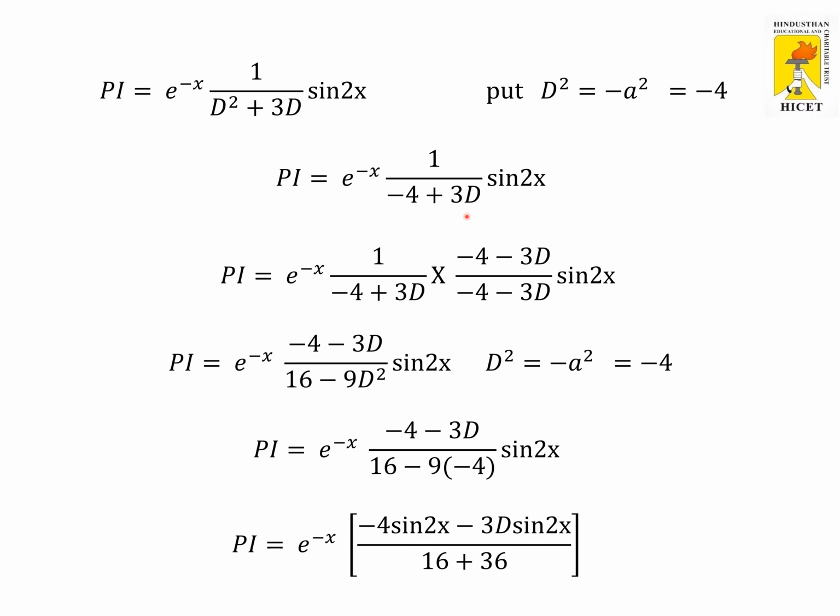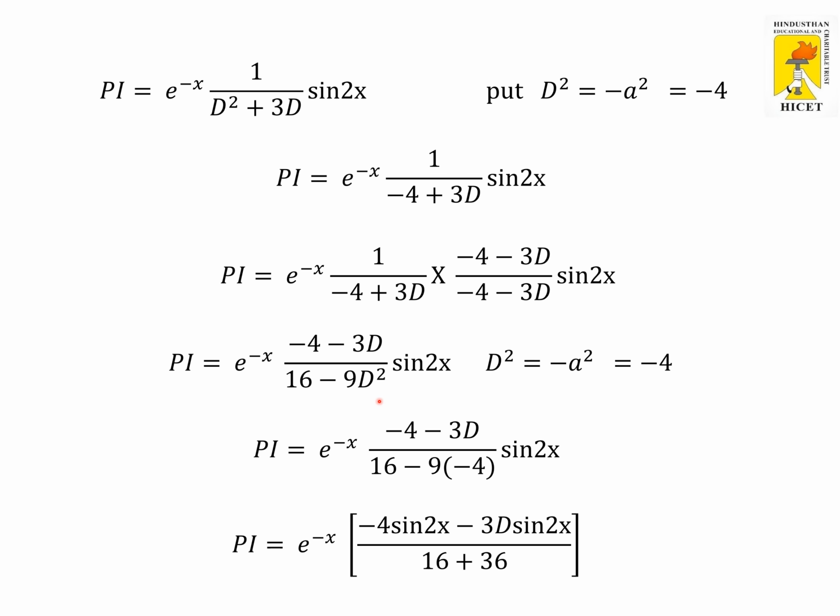So again we get D in the denominator. So we multiply and divide by the conjugate, minus 4 minus 3D. We get e power minus x into 1 by (minus 4 plus 3D) into (minus 4 minus 3D) by (minus 4 minus 3D), into sine 2x. Therefore, e power minus x into, multiplying the numerator 1 into minus 4 minus 3D, we get minus 4 minus 3D. In the denominator, using (a plus b) into (a minus b), we get a squared minus b squared, that is minus 4 the whole squared, so 16 minus 9D squared.